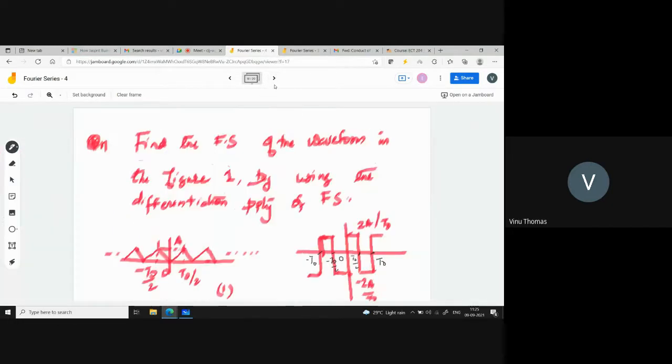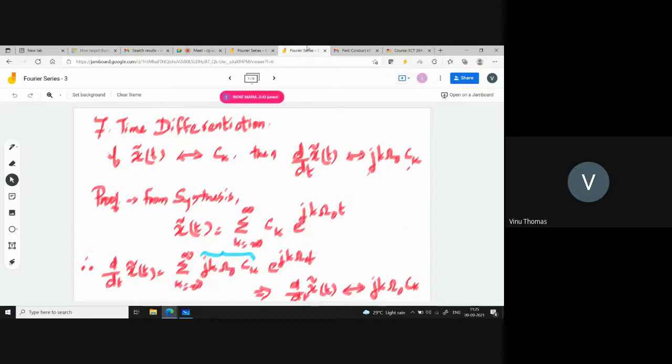And finally, this is the last question that we are going to attempt today. I have not fully completed this because this will use a result that we have previously arrived at. Find the Fourier series of the waveform in figure 1 by using the differentiation property of the Fourier series.